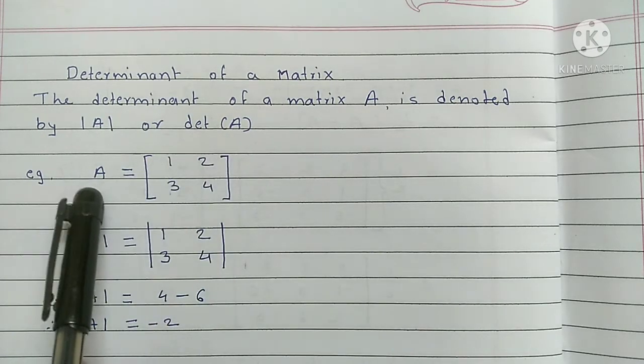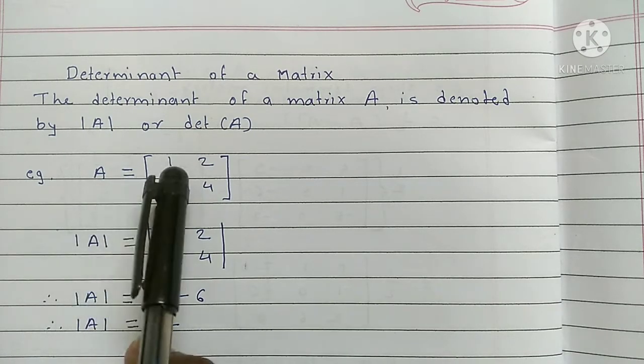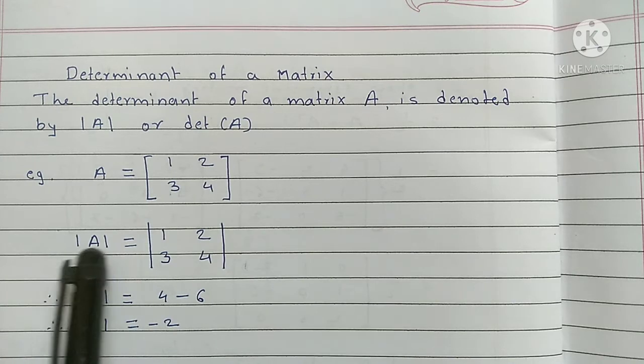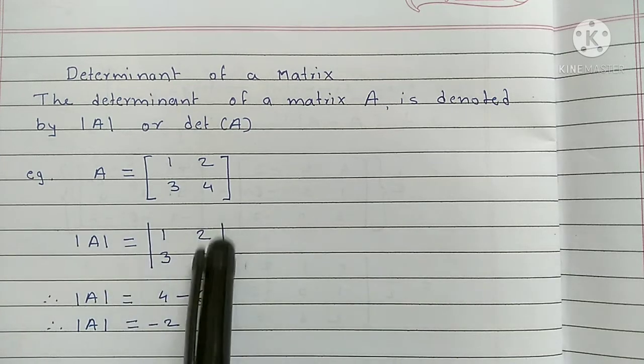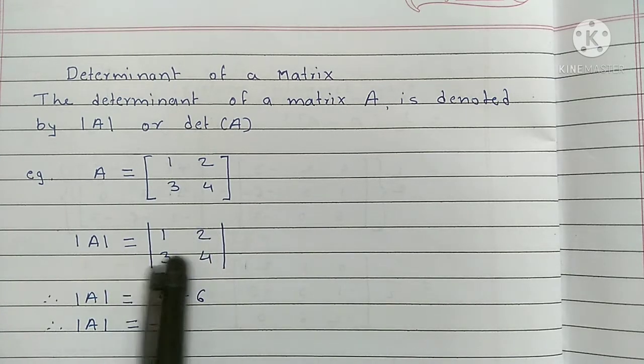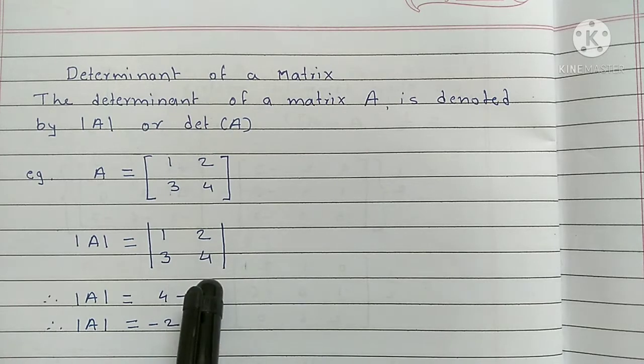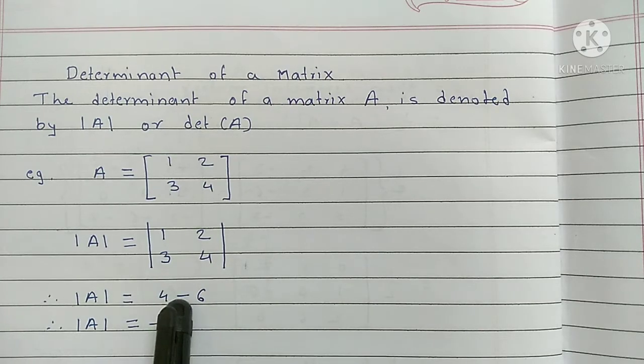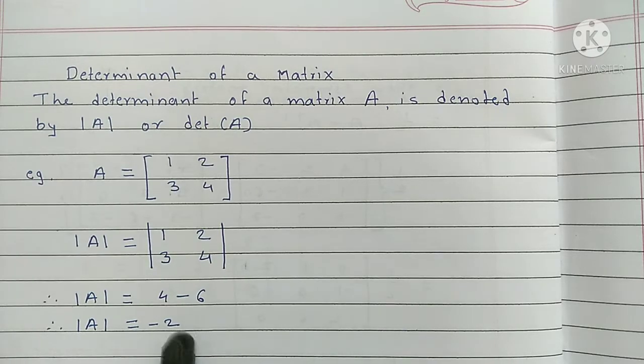For example, suppose our matrix A is 1, 2, 3, 4. Then determinant of A is equal to determinant of 1, 2, 3, 4. So we'll find determinant. So 1 into 4 is 4 minus 3 into 2 is 6. So 4 minus 6 is minus 2. So determinant of A is equal to minus 2.